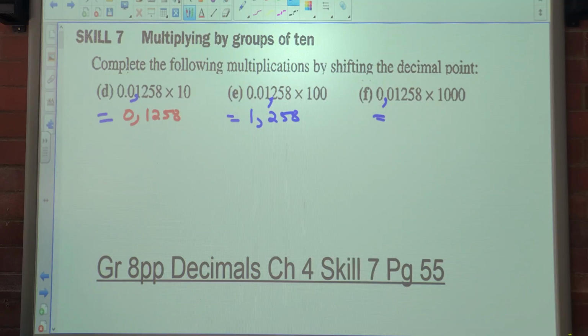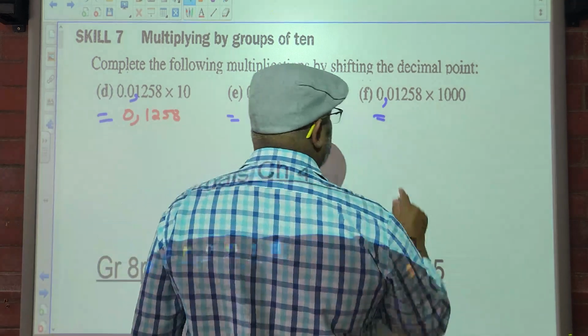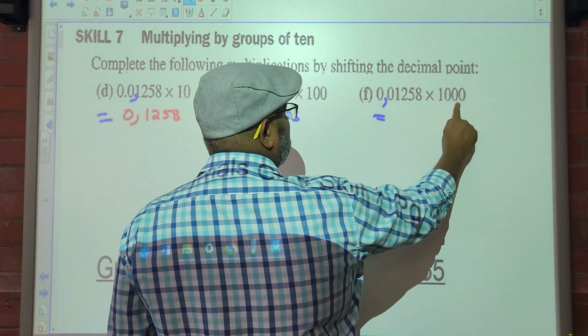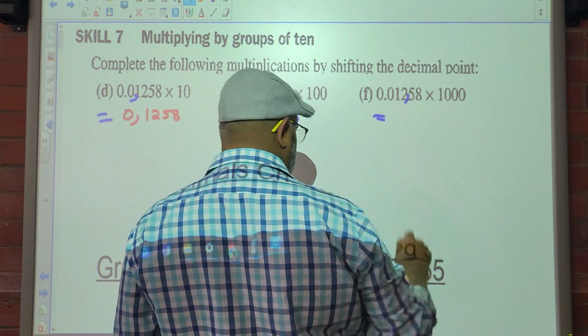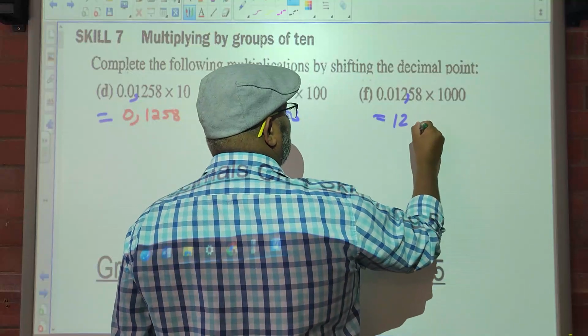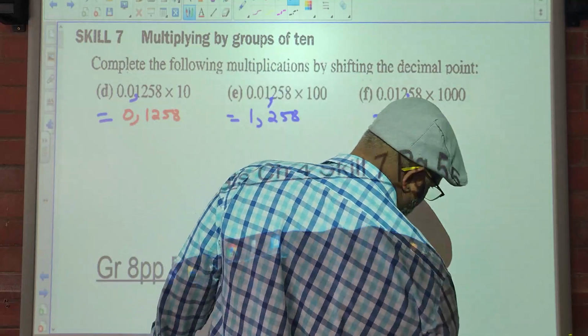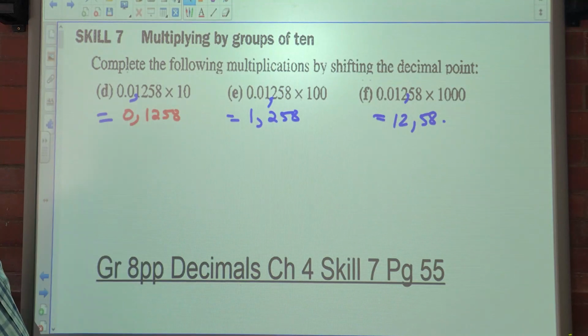Not so. The next one, move the comma 3 units because I'm multiplying it by 1,000. So it's 1, 2, 3. The answer is 12 comma 58. Okay, is there any confusion there? No.